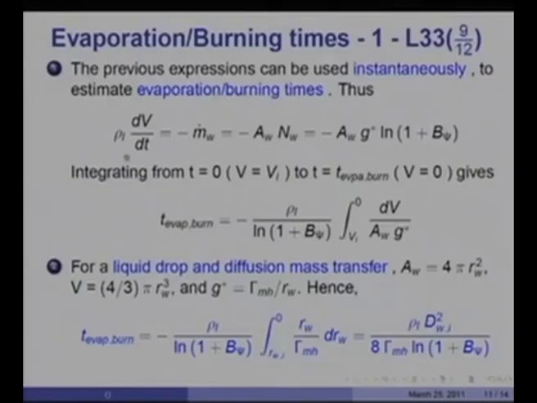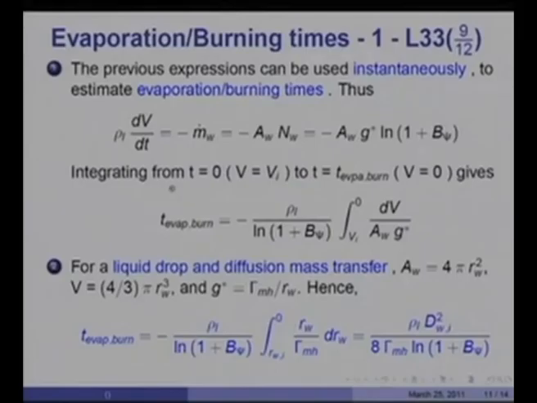Thus, let us say I have rho L dV by dt is equal to minus m dot w, which is the rate of change of mass, equal to minus m dot w kg per second, and that would equal A w n w, and that would equal minus A w G star ln(1 plus B psi), where A w is the area of the surface through which the mass transfer is taking place.